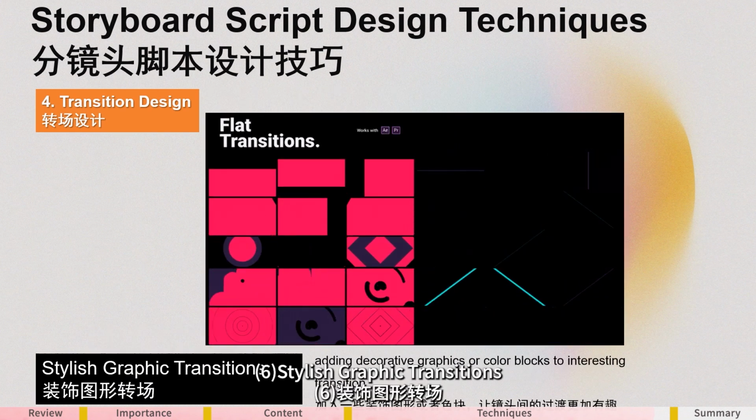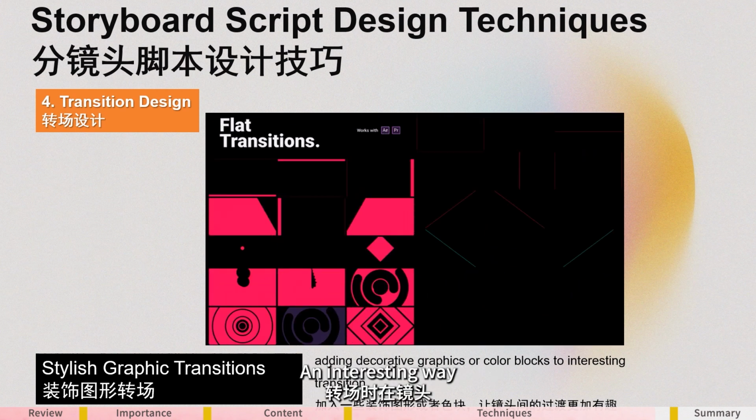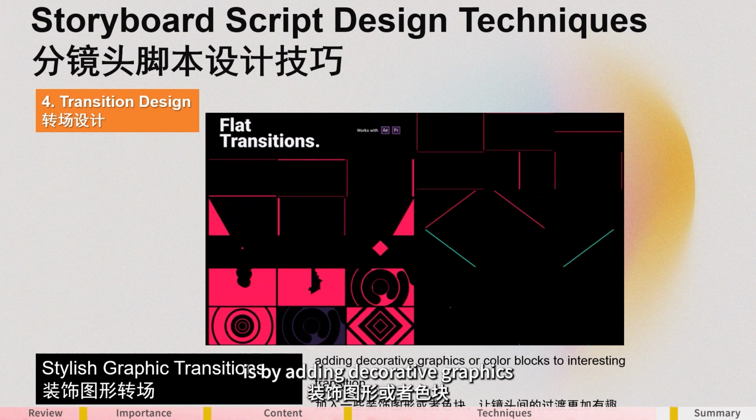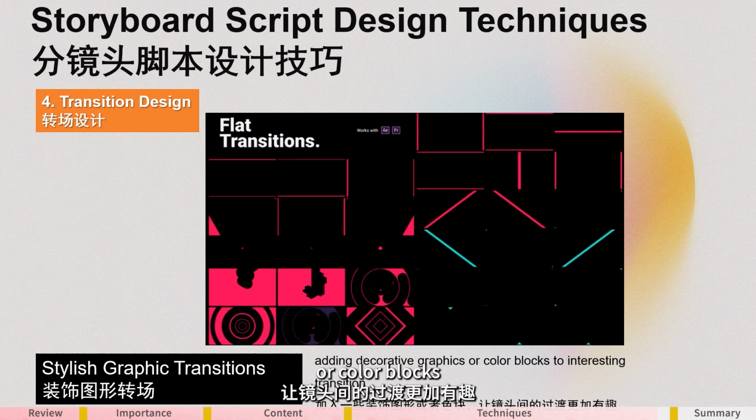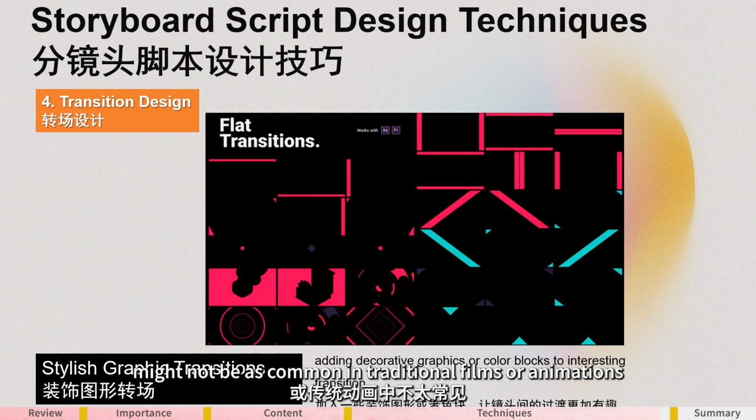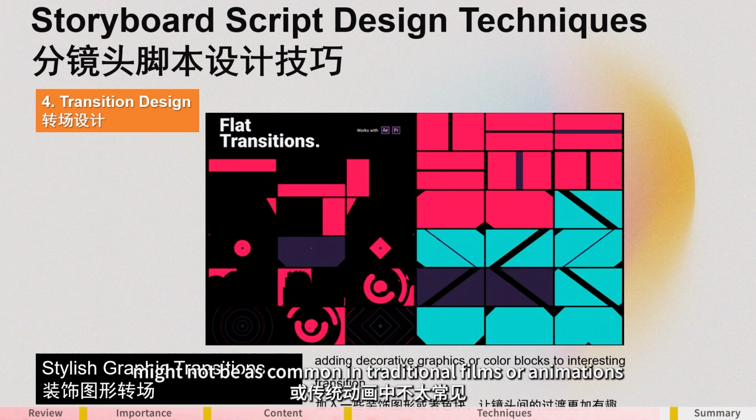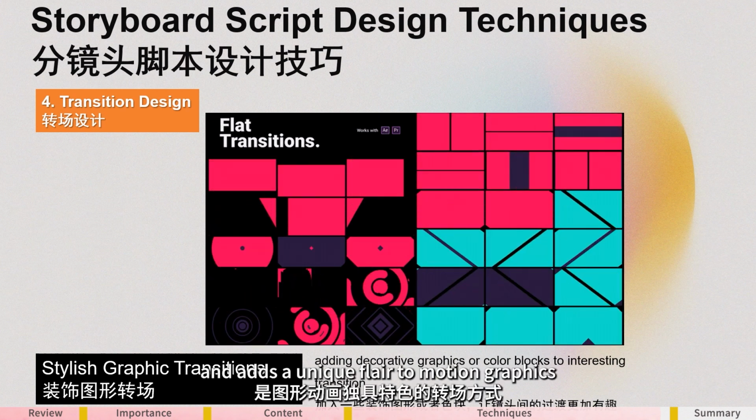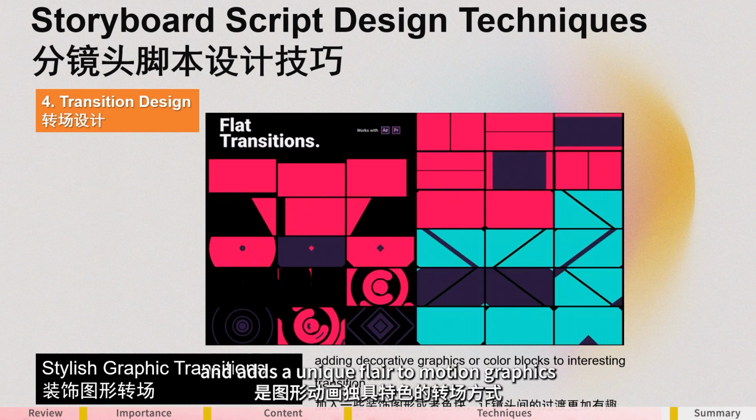Sixth, stylish graphic transitions. An interesting way to transition between shots is by adding decorative graphics or color blocks. While this type of transition might not be common in traditional films or animations, it's widely used and adds a unique flair to motion graphics.